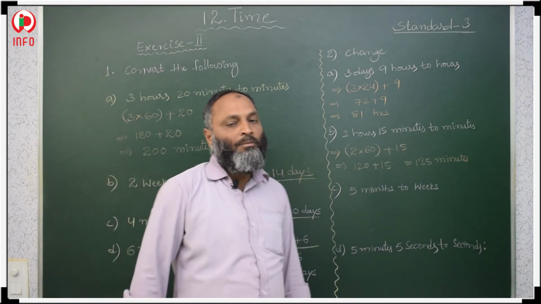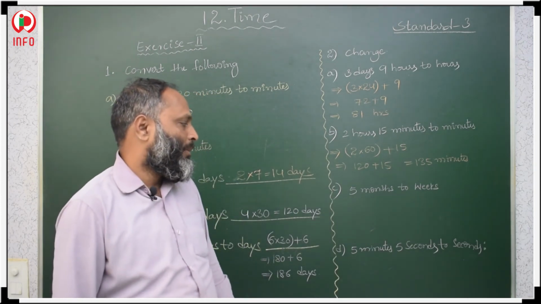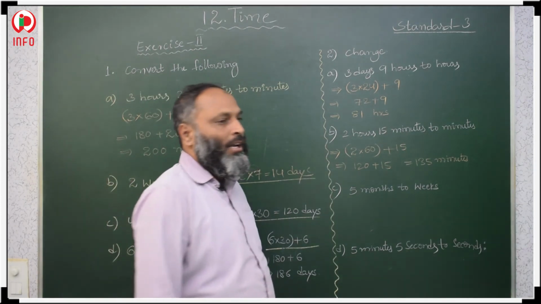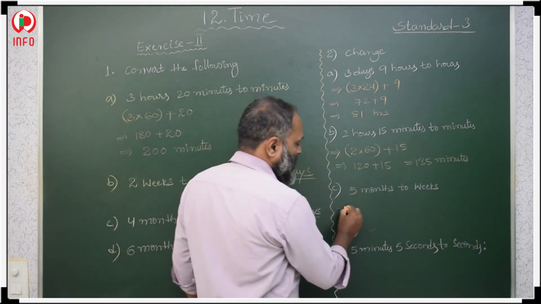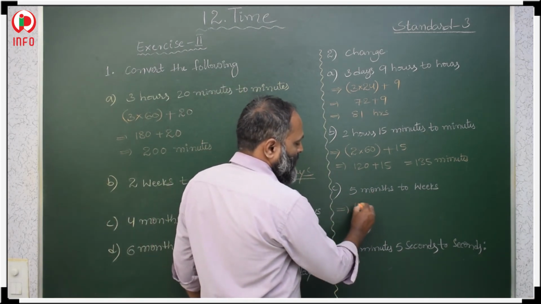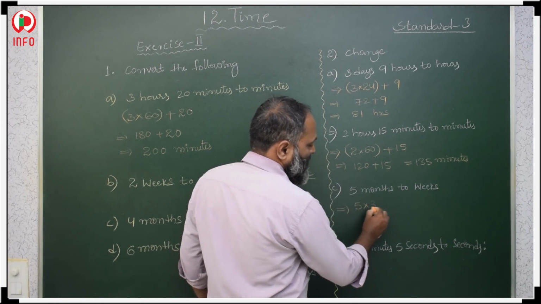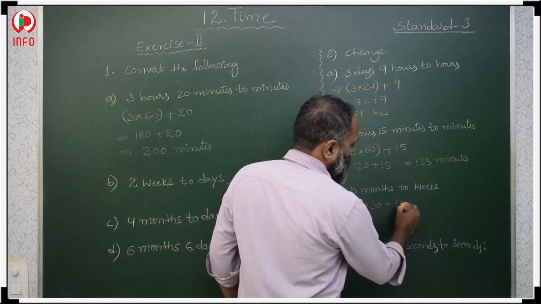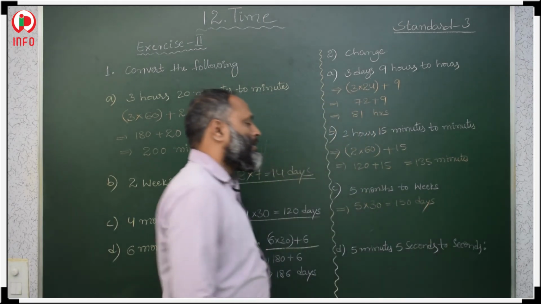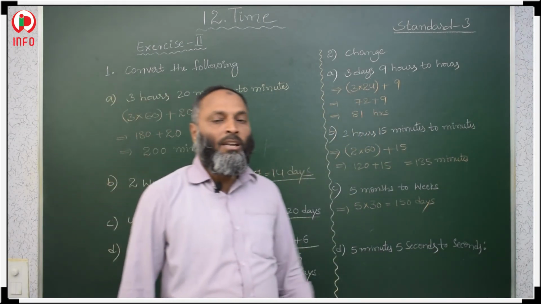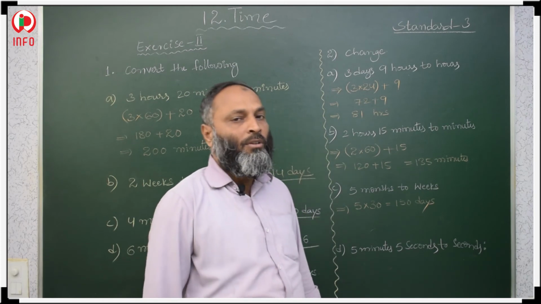So in 5 months how many weeks are there? In 1 month we have 4 weeks. So first we have to convert into days. 5 into, in 1 month 30 days. So that is 150 days. So total 150 days. Now this total days we have to convert into weeks.